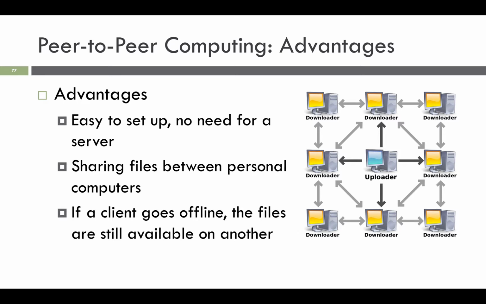Aside from the risk, there are advantages of using peer-to-peer. It's easy to set up since there is no need for a server, and it allows for sharing of files between personal computers, which is how Windows file sharing works. A user can browse the list of computers on the network and then connect to a computer that has the shared resources. The user can then access the data. Unlike a server where there is only one copy of a file, different machines might have a copy of the same file. If one client goes offline, then users can still find the file.